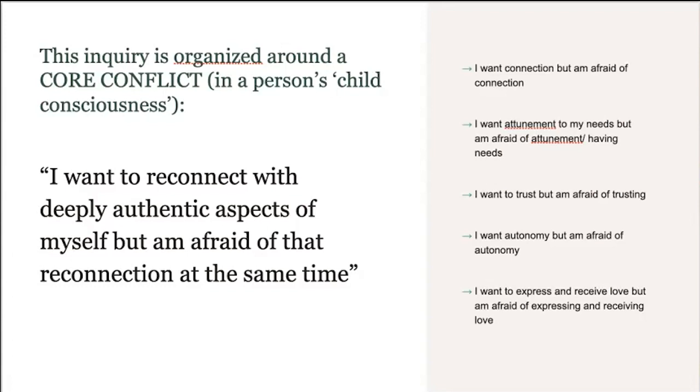So depending on the specific core need, which is of course related to the specific age where the trauma happened, there's a specific core conflict around that particular need. And children then carry that core conflict forward with them right into adulthood. You have those specific core needs listed at the right side of the slide. They revolve around connection, attunement, trust, autonomy, and love and sexuality. So we want to have access to our core needs, but at the same time, that's deeply frightening and scary.